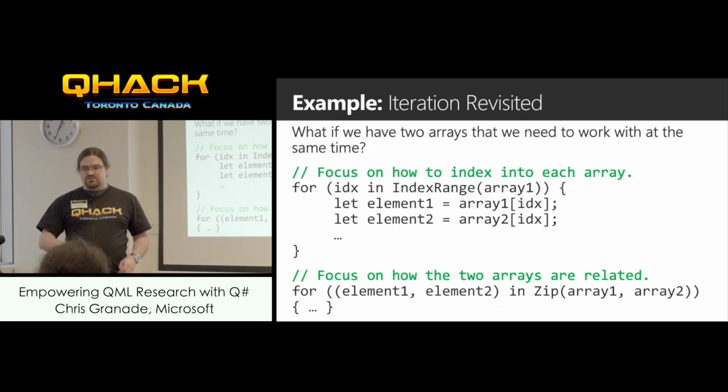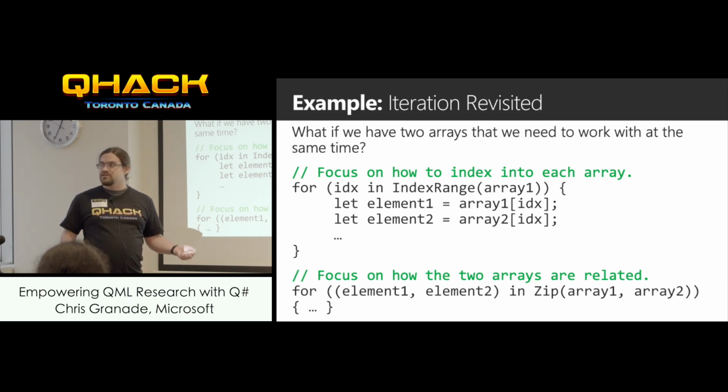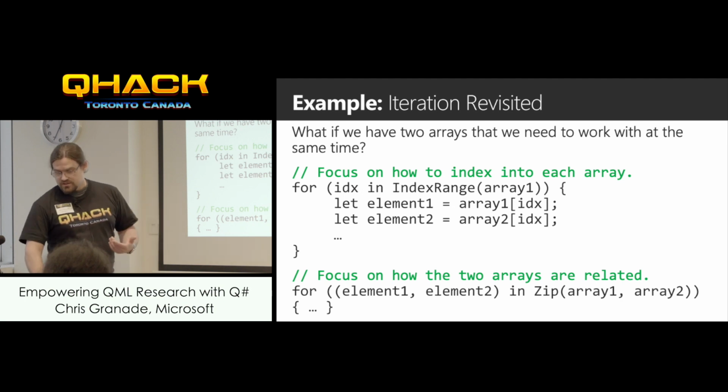And this really starts to show its value as we start doing more complicated things. If I have two different arrays I need to work with at the same time, I can zip them together to focus on how those two arrays are related to each other instead of thinking about index manipulation. I want to think about quantum programming here, about the actual algorithm rather than what indices I need to work with.